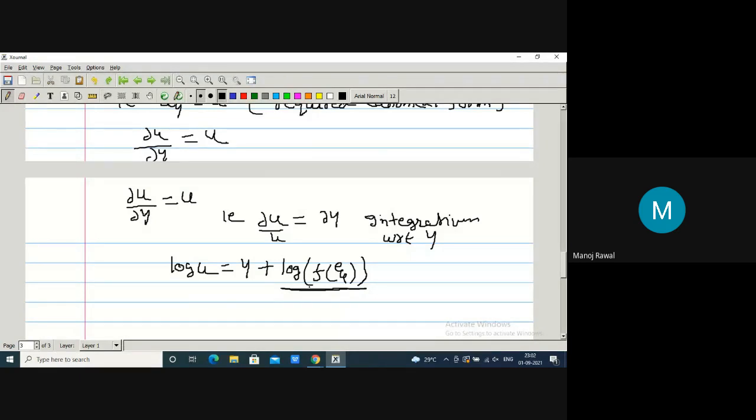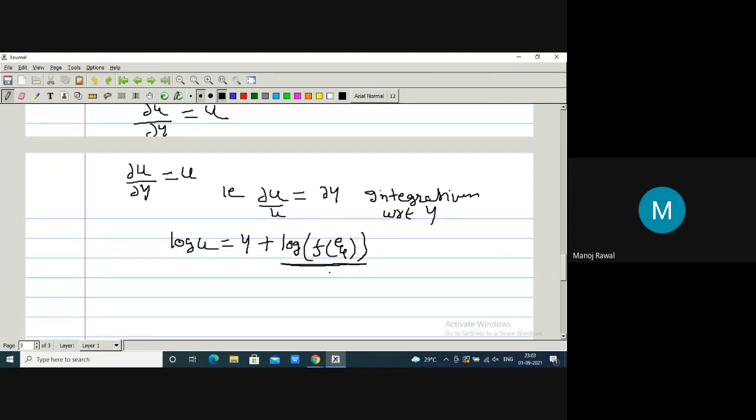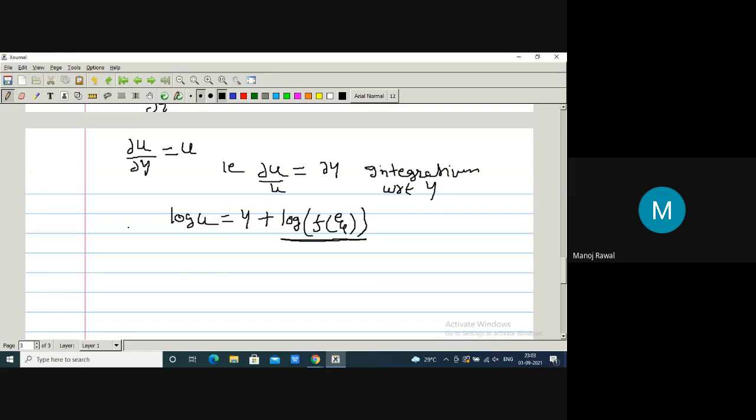Is that fine, students? I repeat. This is the differential equation given, and now we are in the symbols xi and eta. So in order to get the solution of this differential equation, I am integrating with respect to eta. Then xi will be treated as a constant. So log u is equal to eta plus a constant, and that constant is going to be a function of xi. Please let me know if you have not understood.